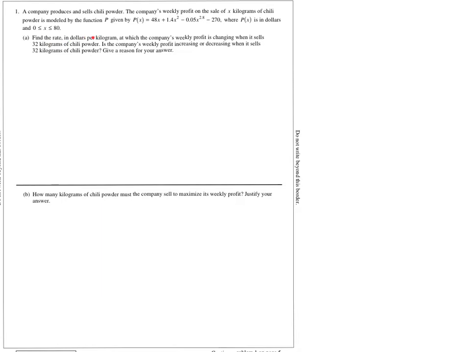It says find the rate in dollars per kilogram. So that's a slope issue, or derivative, at which the company's weekly profit is changing when it sells 32 kilograms of chili powder. That's pretty straightforward, and it's screaming for you to look at P prime of 32. And really that's the only thing you're going to have to get.